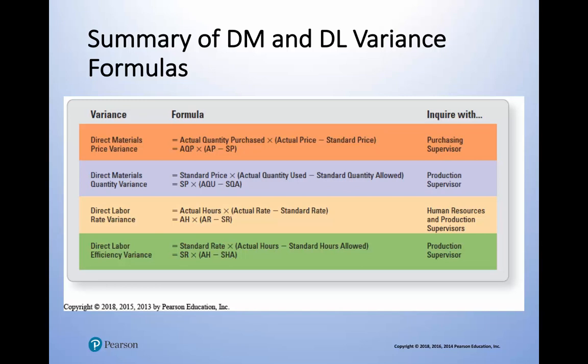So if we have a materials price variance, so we paid too much or we paid a lot less than the standards, we're going to go talk to the purchasing supervisor. Hey, why did we spend on average $5 more per pound? Or why did we spend $3 less per pound? So why did we have this variance? So it might be a situation where the cost of materials we bought went up, and it was out of our control.